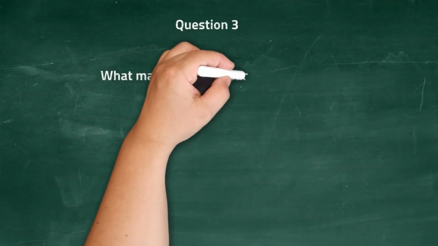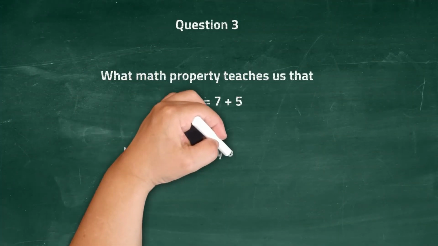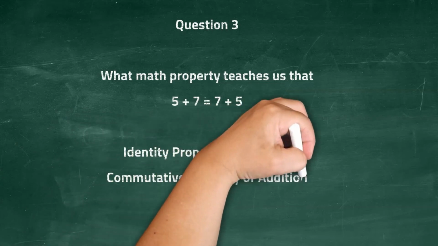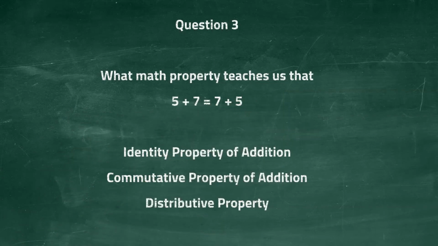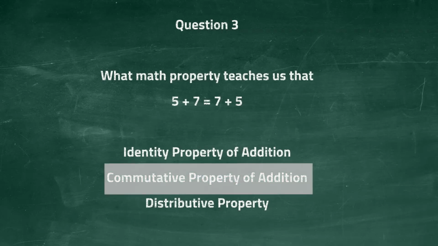Question 3. What math property teaches us that 5 plus 7 is equal to 7 plus 5? Is it the identity property of addition, the commutative property of addition, or the distributive property? If you said the commutative property of addition, you get an A+. Thanks for paying such close attention.